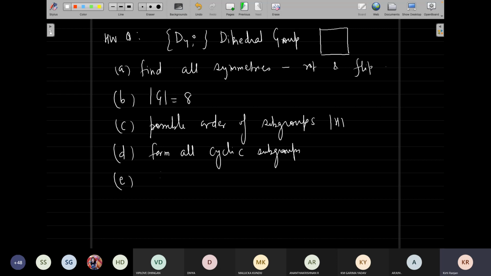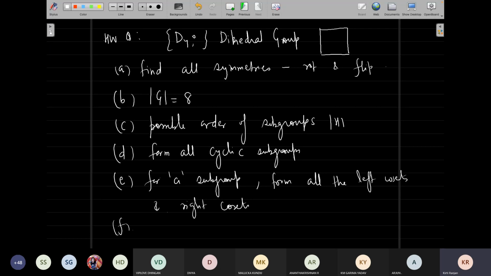I will say that whichever subgroup you take, or you take all subgroups, find all the left cosets and right cosets, which is what we have done. And finally, I will ask you to make the multiplication table. Why have I given you this question? This question has all the elements of what we have already done. We have already done D3 composition, so you should be able to do this question by following what we have already done.